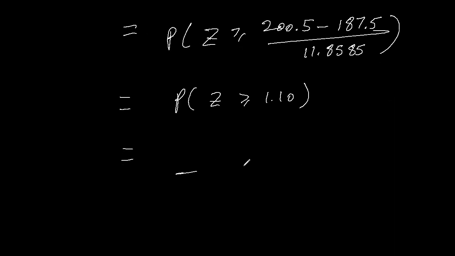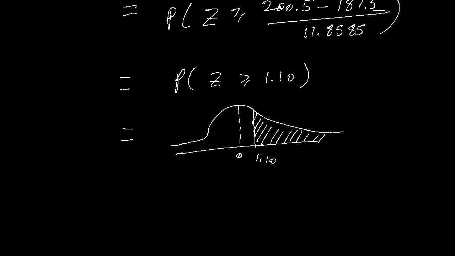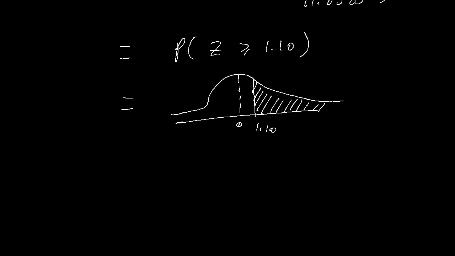So what we can do now is sketch a general normal curve. Here should be 0. No, it should be symmetric. I apologize for my bad drawing skills. And here along here should be 1.10. So we want to calculate the probability of z greater than 1.10, which is this shaded area here. Luckily, that's the exact area that my standard normal table gives.